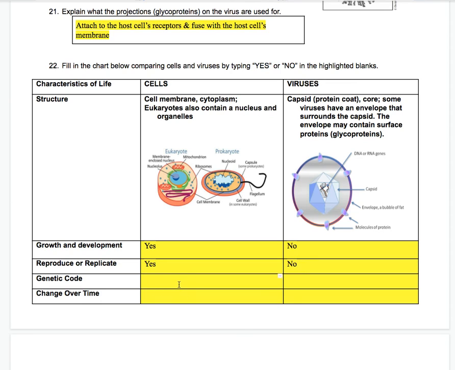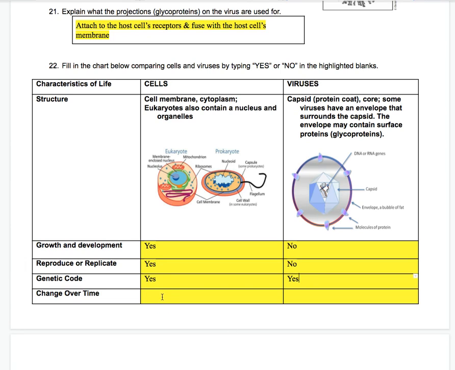Cells do have a genetic code. Again, that's your DNA or your RNA. Animal cells like us, we have both. Some bacteria may only contain RNA, but most cells have DNA and RNA. Viruses also have genetic material. They have DNA or they have RNA, and that's what they're going to inject into the host cell to help make more of itself. It's going to copy its genetic code and make more viruses.